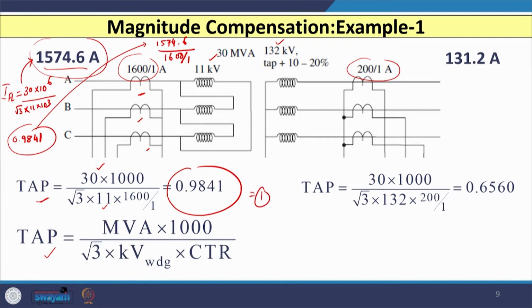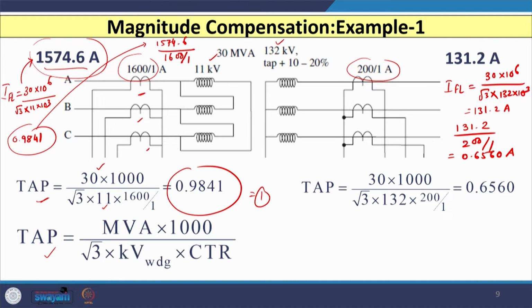Same way on the secondary side, if I calculate the full load current, then the full load current on the secondary side is given by 30 MVA divided by root 3 into 132 into 10 raised to 3. If you solve this, you will have 131.2 ampere, and if you transform this current to the secondary side of the CT, then 131.2 divided by 200 by 1. So, you will have the value 0.6560 ampere.